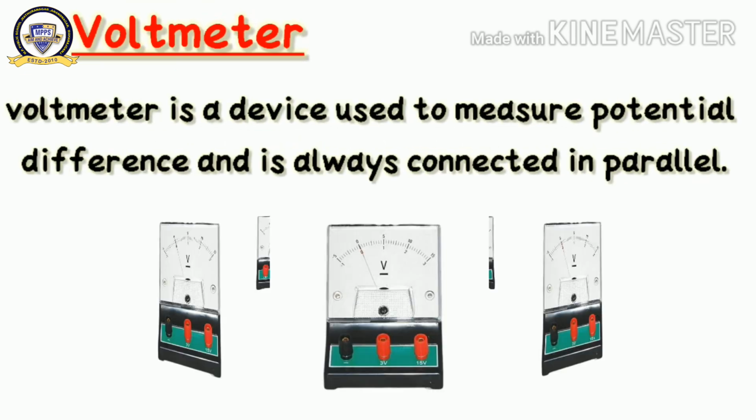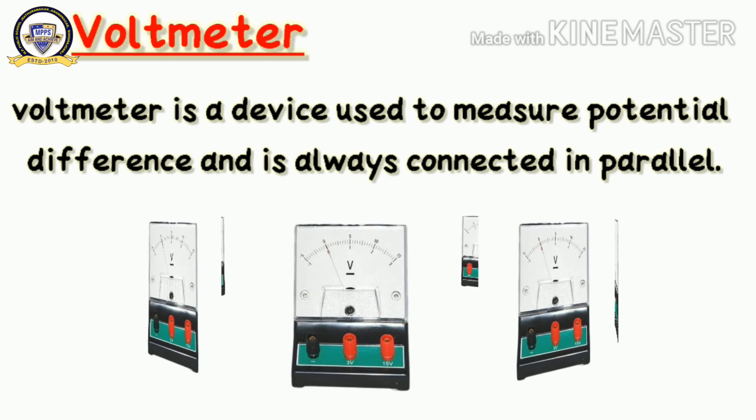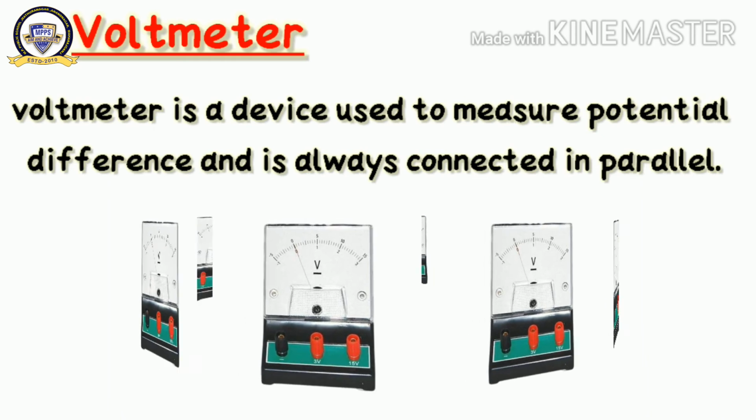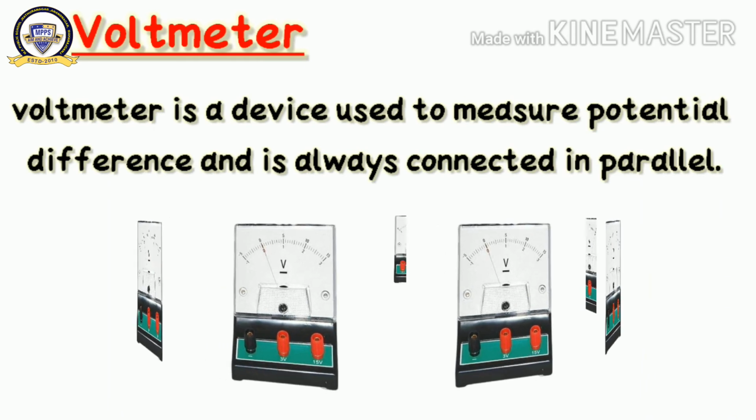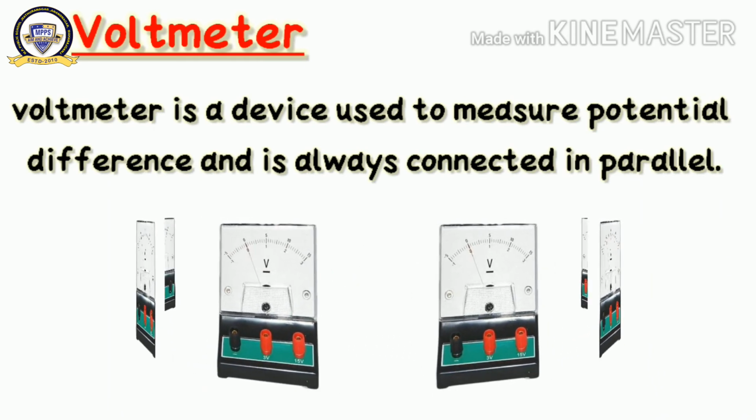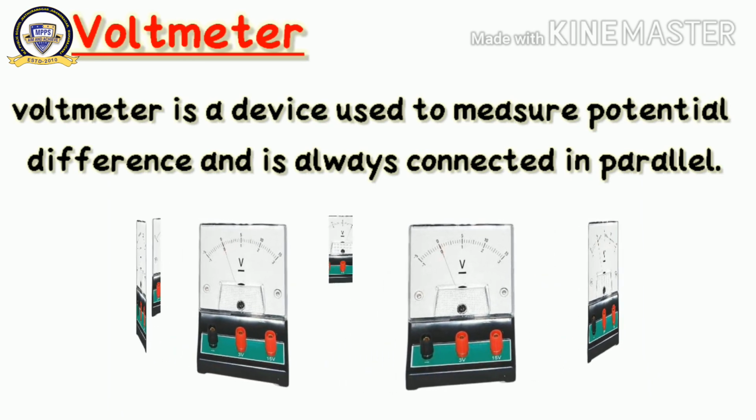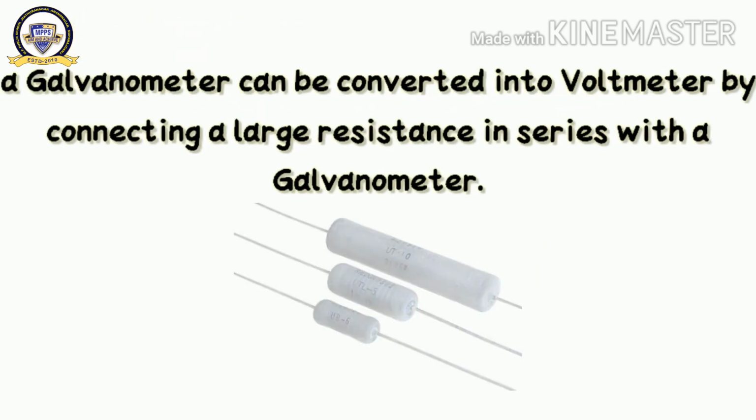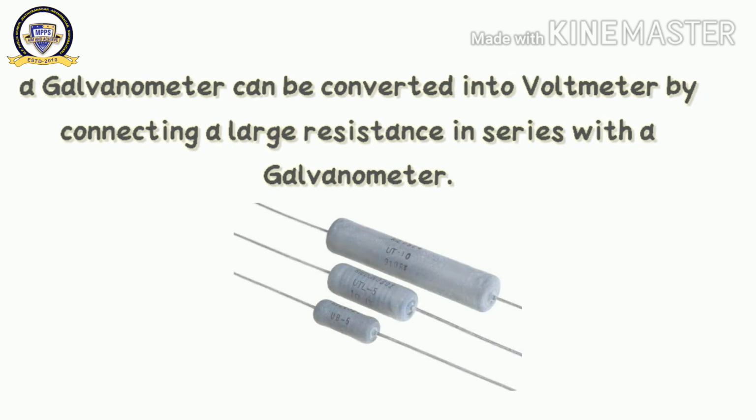The next topic is the voltmeter. A voltmeter is a device used to measure potential difference and is always connected in parallel with the circuit element across which potential difference is to be measured. The greater the resistance of the voltmeter, the more accurate the reading will be, as only a small amount of current passes through it, not changing the circuit current. A voltmeter is said to be ideal if its resistance is infinite. A galvanometer can be converted into a voltmeter by connecting a large resistance in series with the galvanometer.